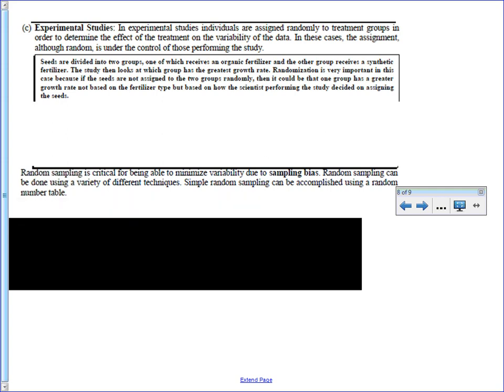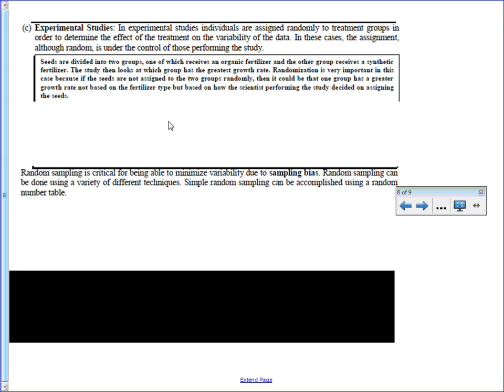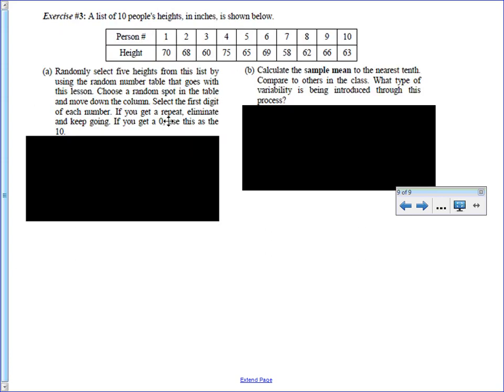Okay, so random sampling is critical for being able to minimize variability due to sampling bias. Random sampling can be done using a variety of different techniques. Simple random sampling can be accomplished using a random number table. Okay, so in the next one, here's where we're going to actually do a little bit of math. A list of 10 people's heights in inches are shown below. So you see the person number, just person number 1, person number 2, person number 3.